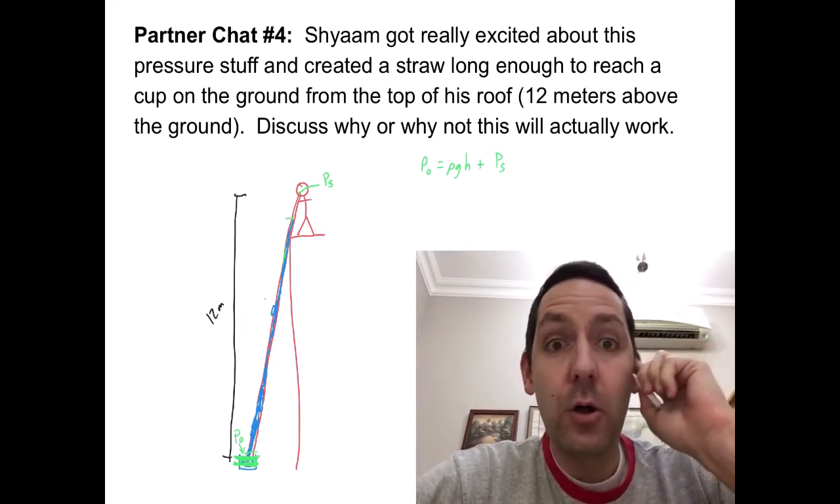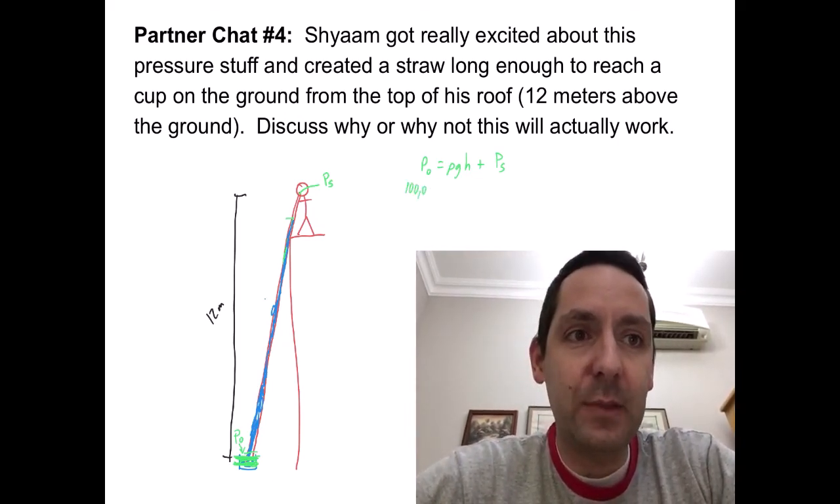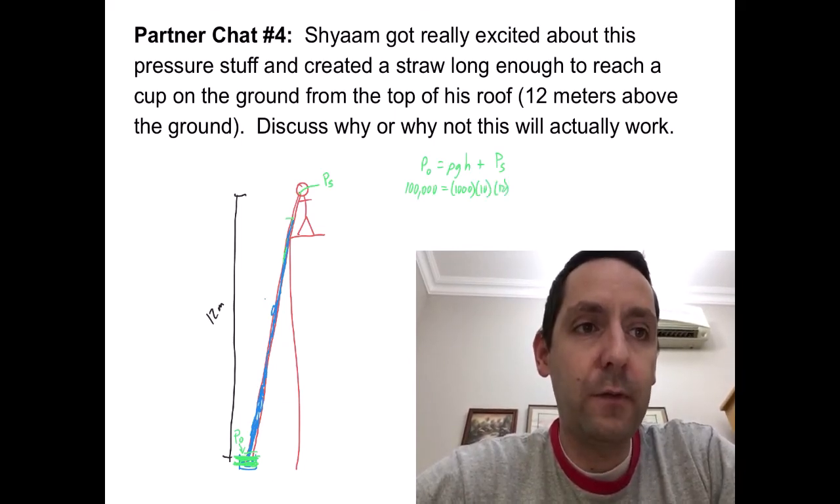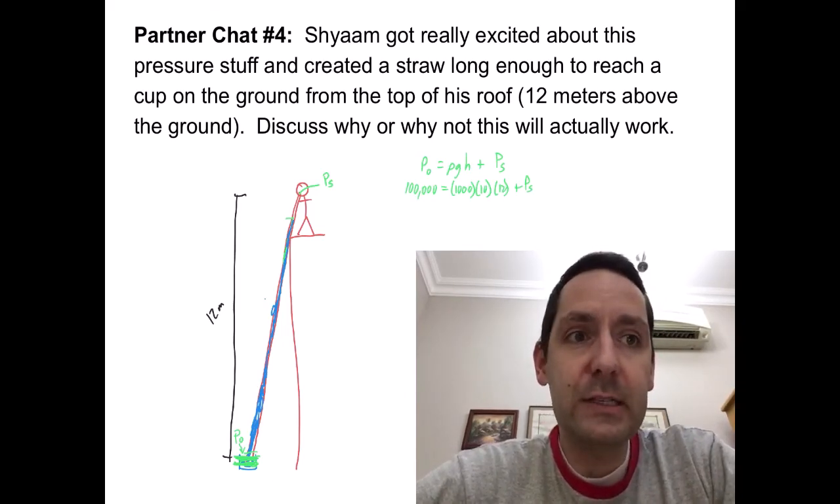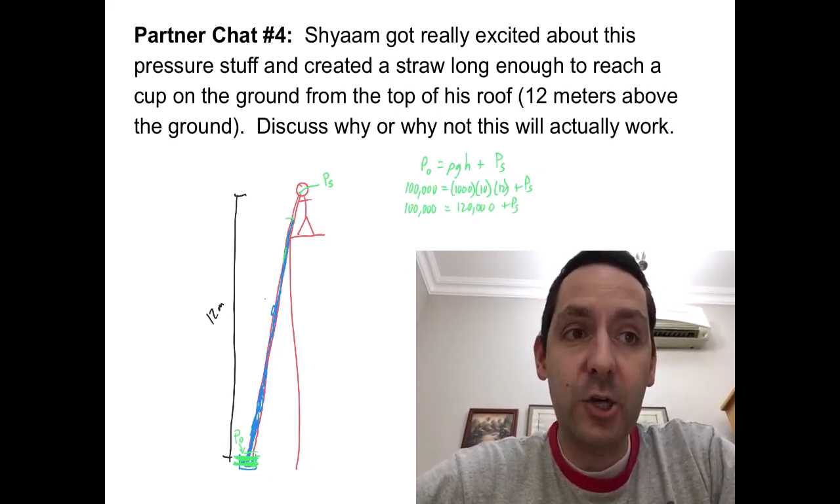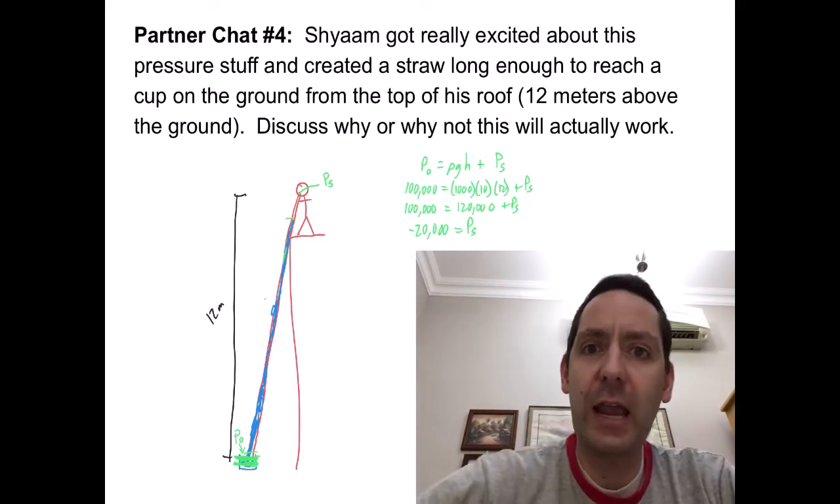All right, now let's go ahead and try to figure this out. So the pressure outside, we're going to assume, is ambient pressure, equals the density of the water, 1,000, times G, which is 10, times the height, which is 12, and then plus PS. Now if we work that out, 1,000 times 10 would be 10,000, times 12 would be 120,000. And when we subtract the 120,000 to the other side, we actually get negative 20,000 is equal to the pressure that Shyaam needs to create.